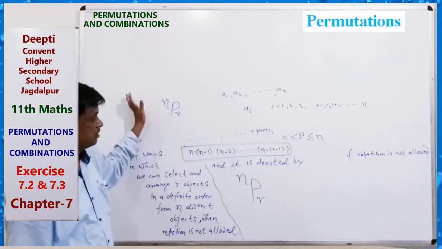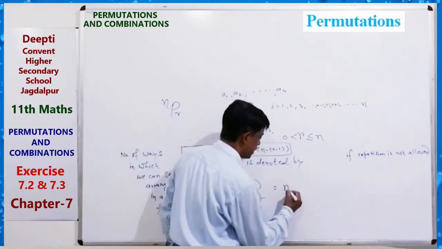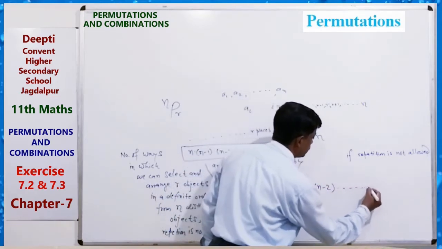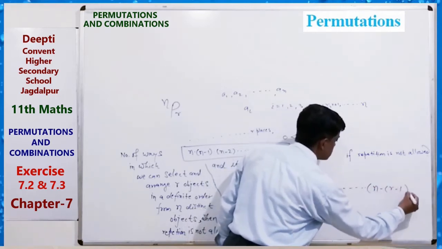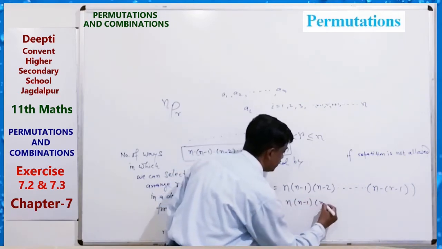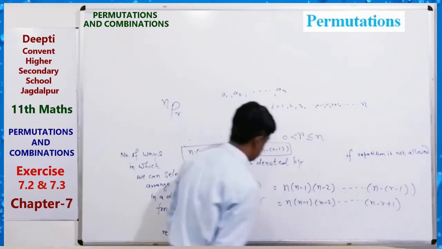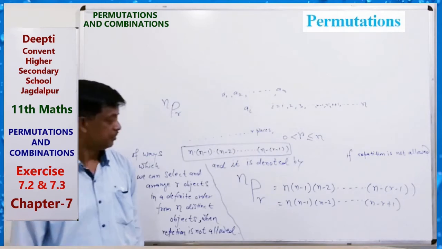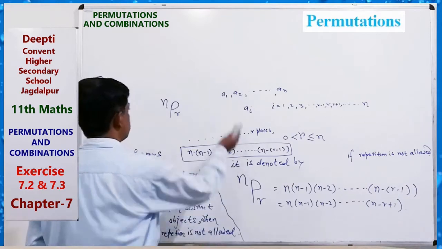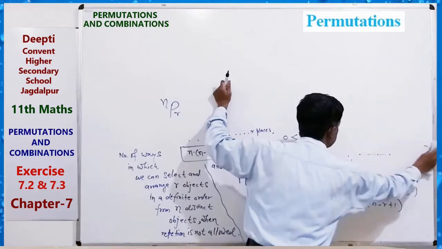Okay, NPR is this. That means we get NPR equals n into n minus 1 into n minus 2 up to n minus (r minus 1). So generally we write n, n minus 1, n minus 2 up to n minus r plus 1. This is the value of NPR, arrangements of R objects from N objects. So this is an important formula. Note this down.